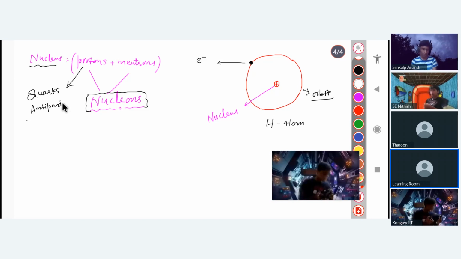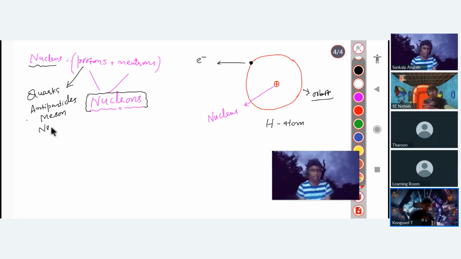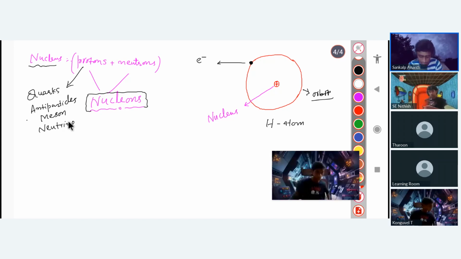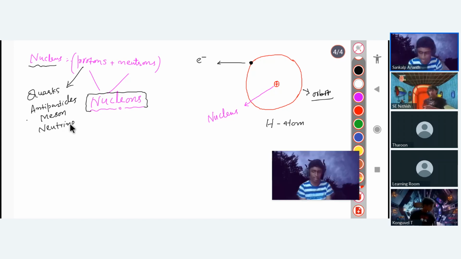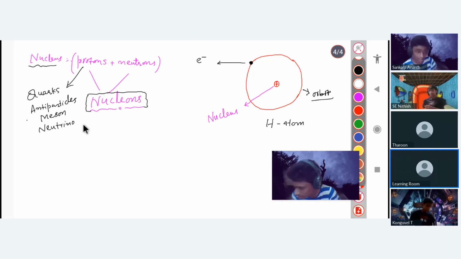But you have not studied those antiparticles. There are mesons also. There are various particles. So we can say that the parts of the atom, protons, neutrons, and electrons, are known as subatomic particles.